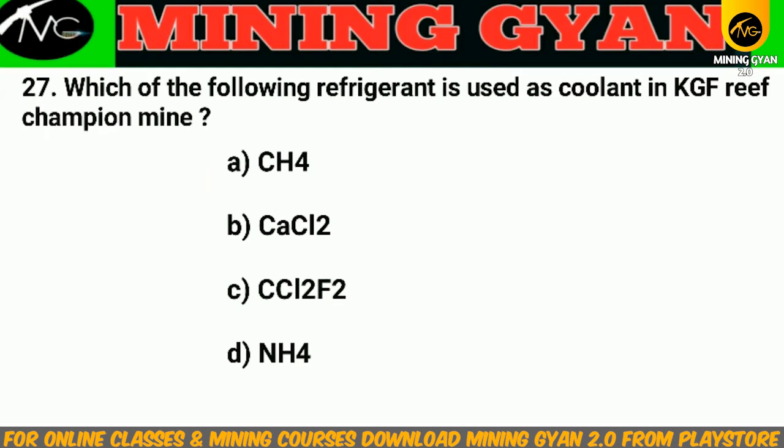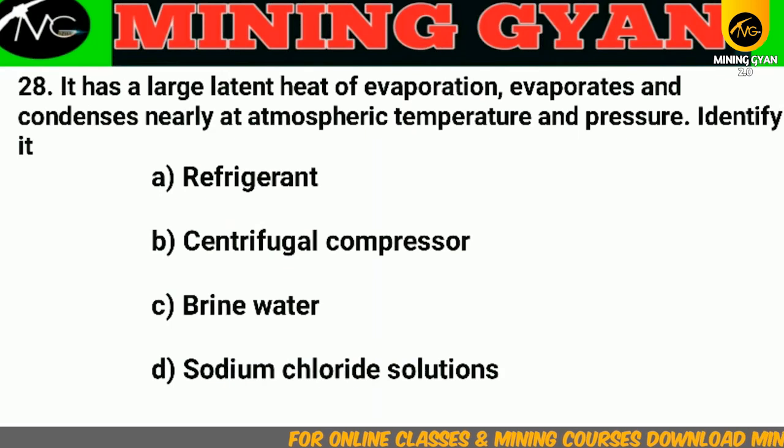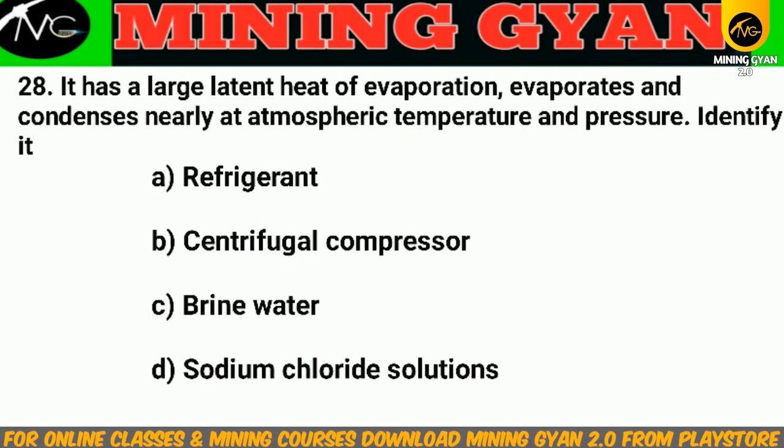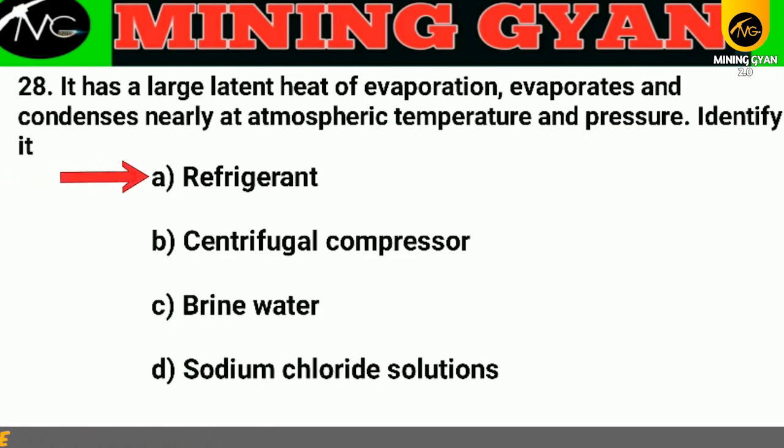Next question is, which of the following refrigerants is used as coolant in KGF Champion Reef mine? A. Methane. B. Calcium chloride. C. Carbon chlorofluoro. D. Methane. Right answer is C. Carbon chlorofluoro. Next question is, it has a large latent heat of evaporation, evaporates and condenses nearly at atmospheric temperature and pressure. Identify it. A. Refrigerant. B. Centrifugal compressor. C. Brine water. D. Sodium chloride solutions. Right answer is A. Refrigerant.